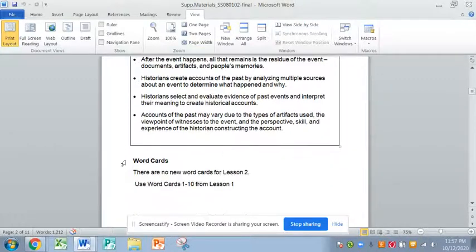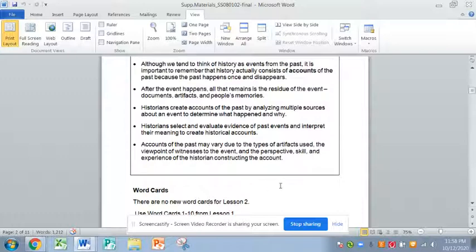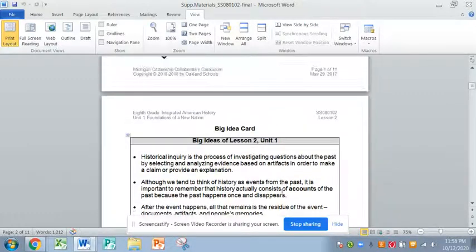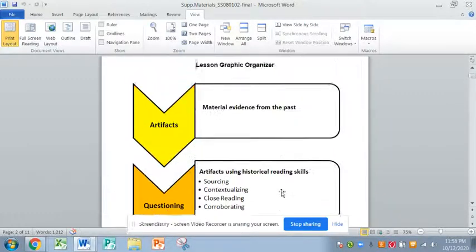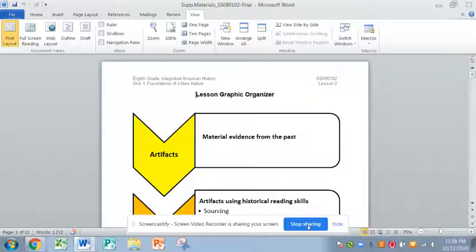And again, you have no new word cards. It says use word cards 1 through 10 from lesson 1. So those will be in review as well throughout this lesson. But that is your Big 2 for lesson number 2.